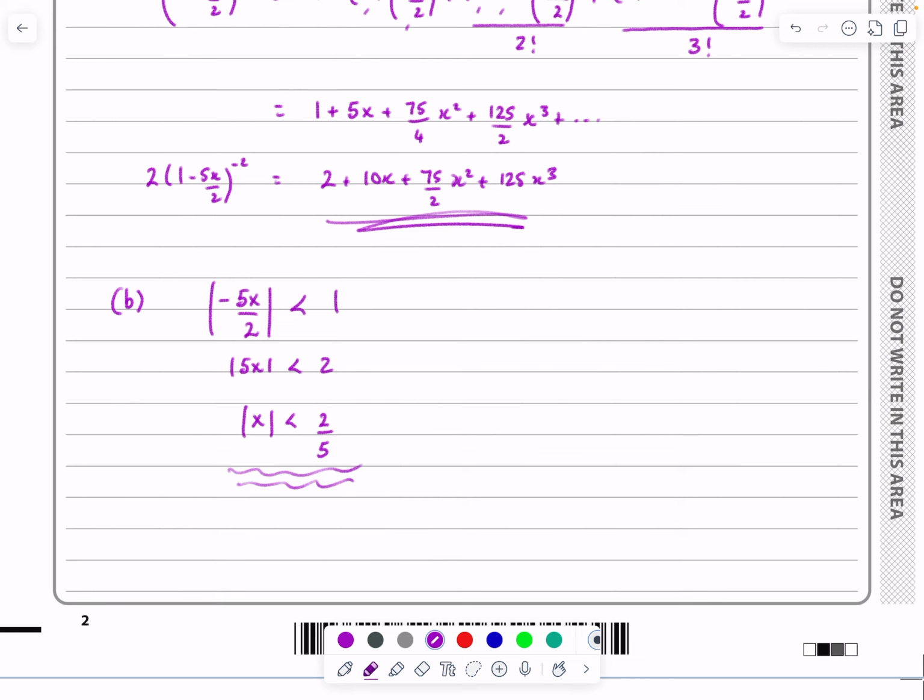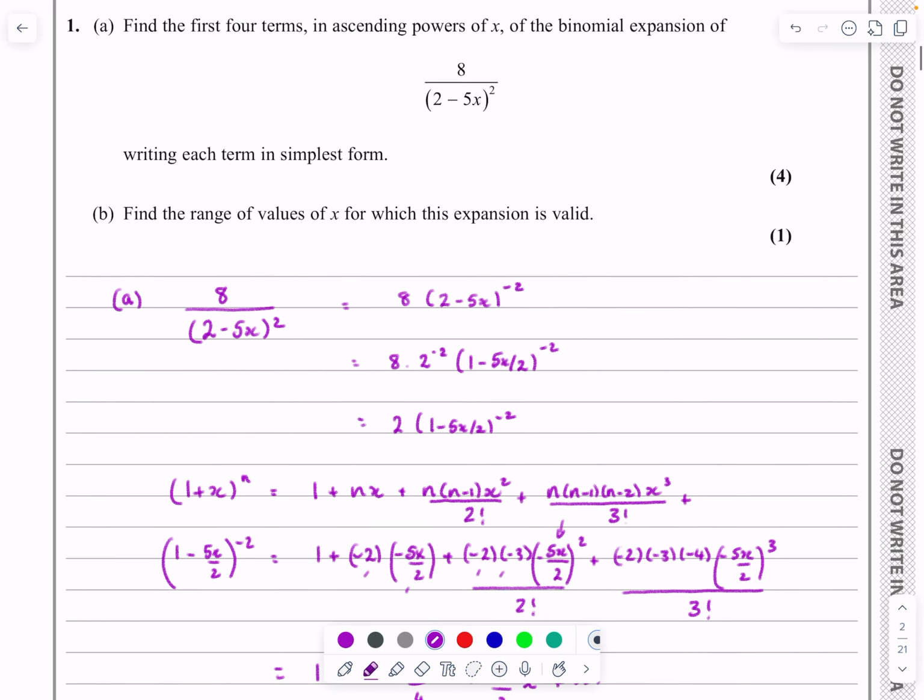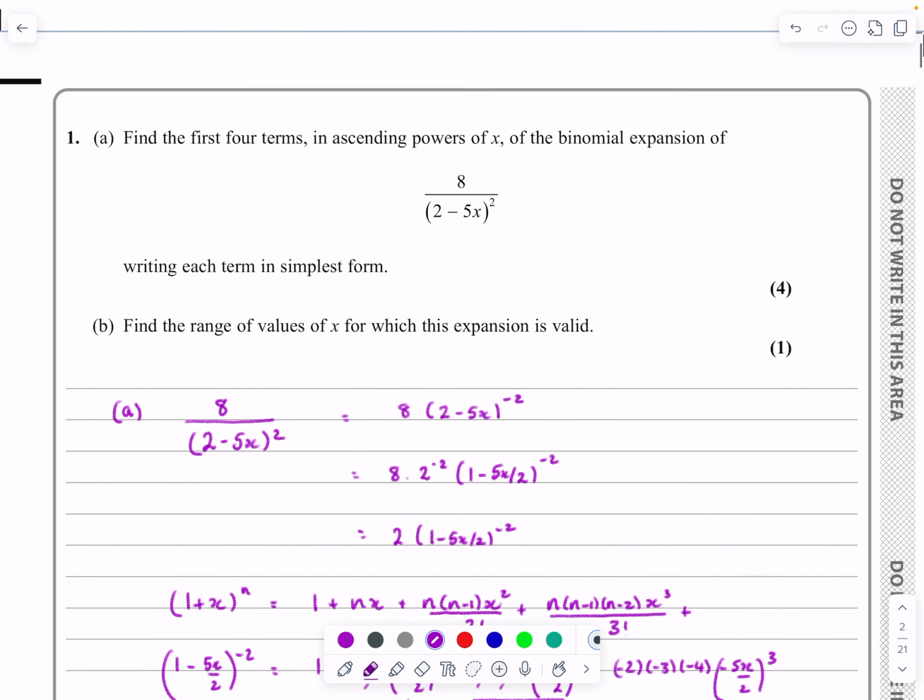A nice, easy 1 mark extra on those binomial questions. So hopefully that all makes sense to you.